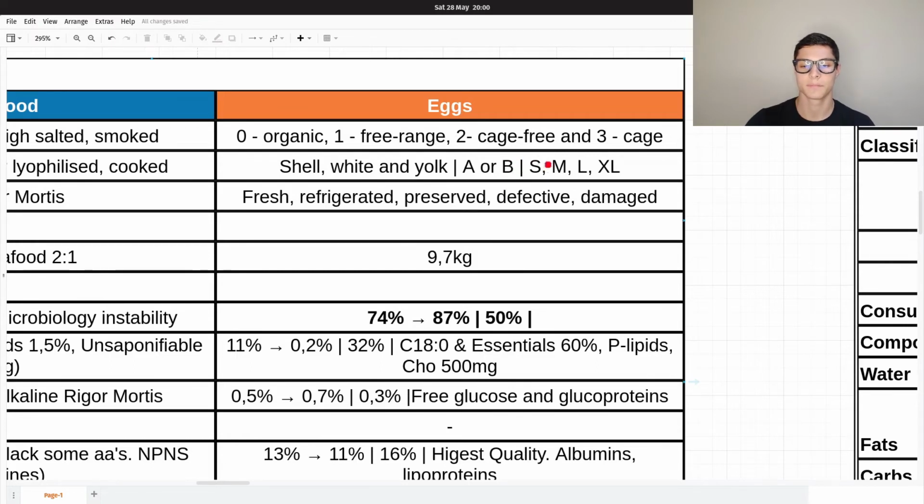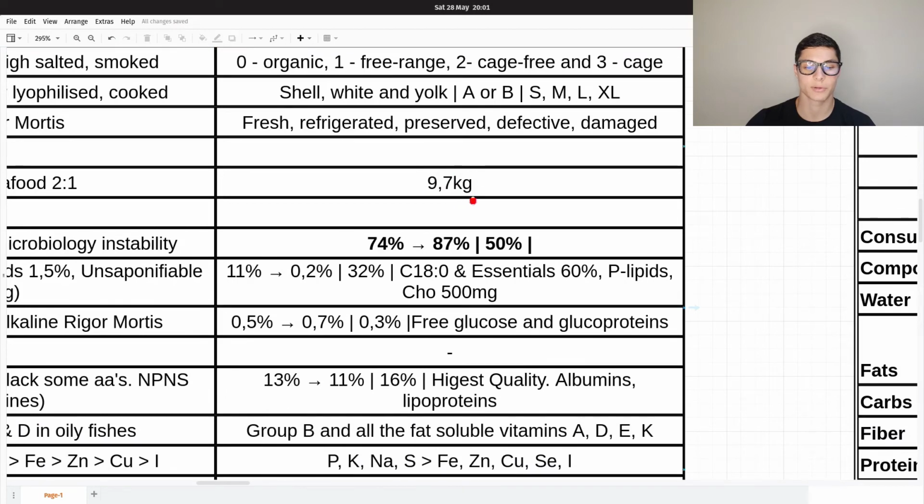And then by size we have the S, the M, the L and the XL. The S is less than 53 grams, M between 53 and 63, L between 63 and 73, and XL more than 73. Eggs can be found fresh, refrigerated, preserved, defective or damaged. These ones are from the B category. Fresh are A category. Consumption of eggs in Spain is 9.7 kilograms.